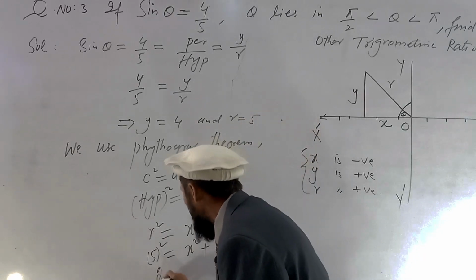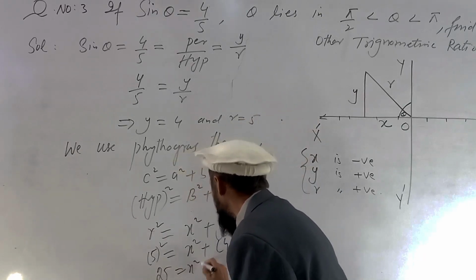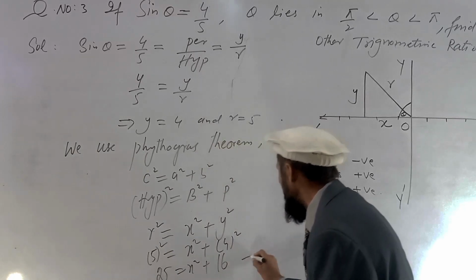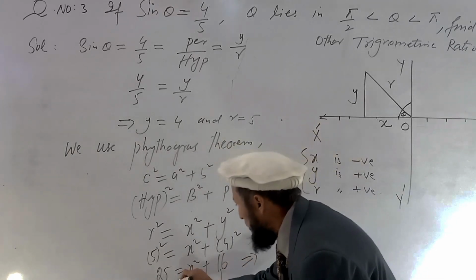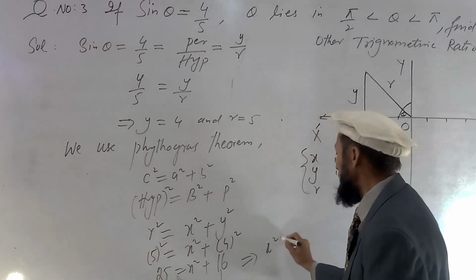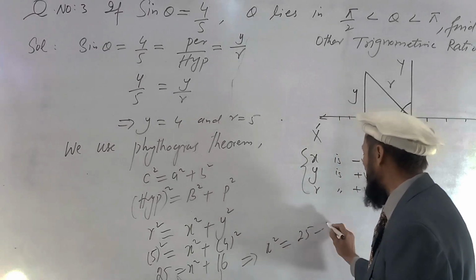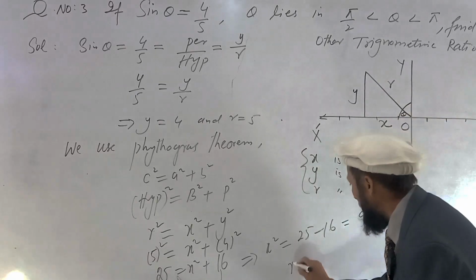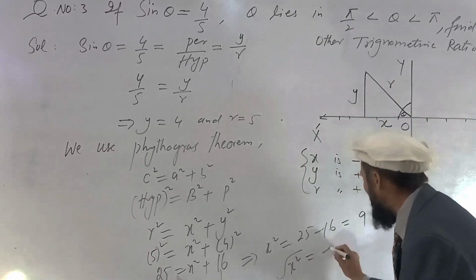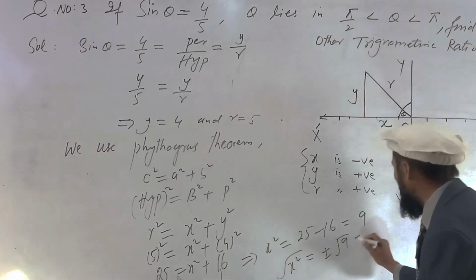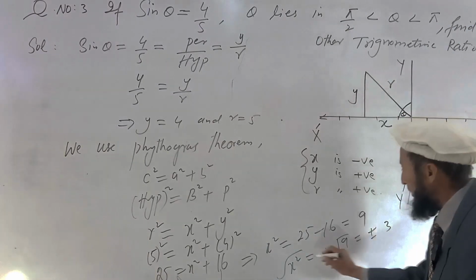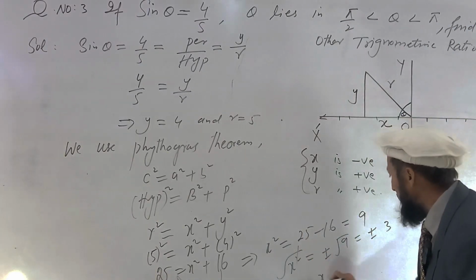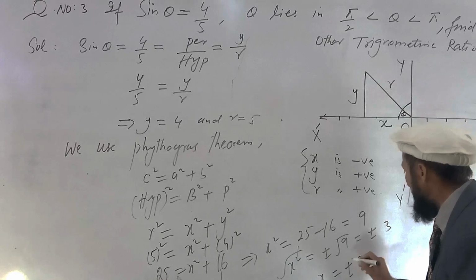Now we get here 25 equals x square plus 4 square, 16. So if we change this, the sign is also changed. x square is equal to 25 minus 16. We get here 9. Taking square root on both sides, we get plus minus root 9 is equal to plus minus 3. So this will be cancelled. x is equal to plus minus 3.